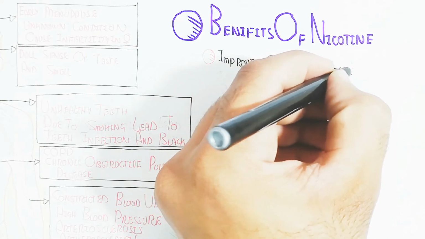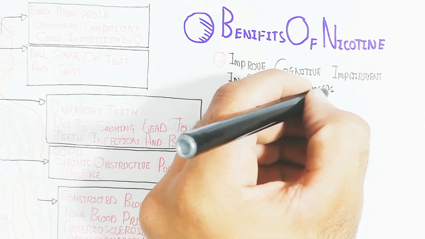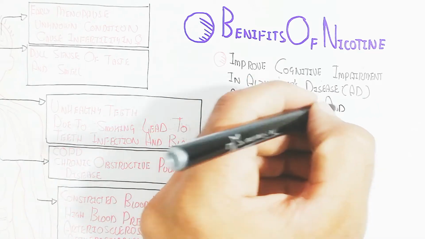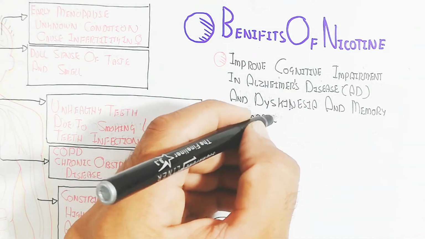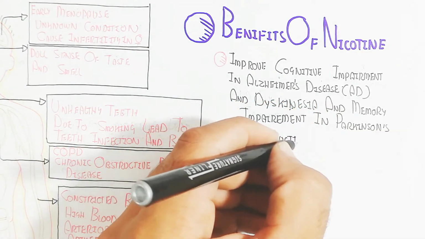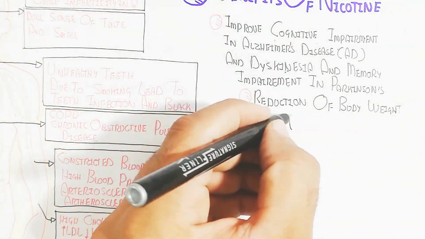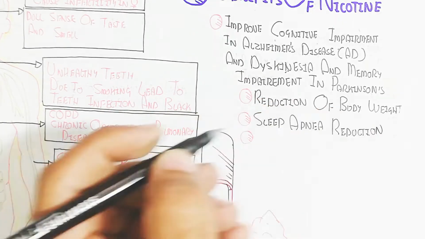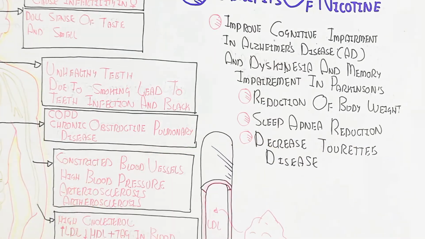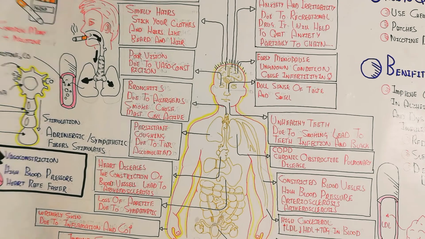So the helpful one is only nicotine. We can use nicotine through chew gum, patches or nicotine drink, which gives the benefit 100%. It improves cognitive impairment in Alzheimer disease, cures and improves dyskinesia and memory impairment in Parkinson disease, and also reduces body weight. On the other hand, sleep apnea reduction, which is basically a complication during sleeping, and decrease of Tourette's disease. In this video we just understand about the causes of smoking.